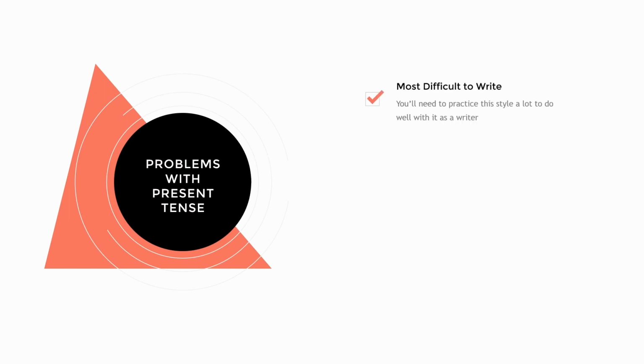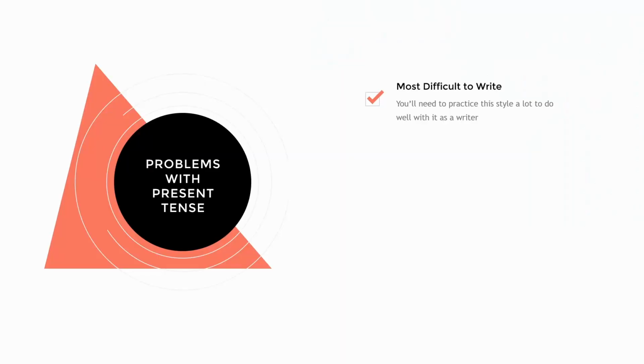So the first one is it's the most difficult to write. You need to practice the style a lot to do it well as a writer, because if you do it badly, people notice much more than if you're writing in past tense. Also, it's the most difficult to read. Some readers dislike this style of writing and they don't enjoy reading it.